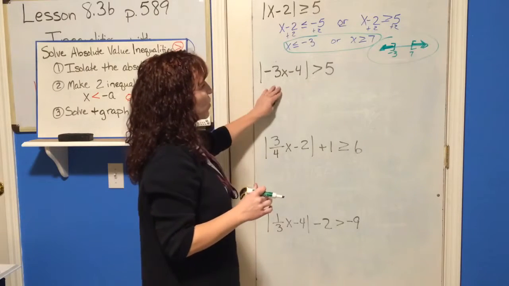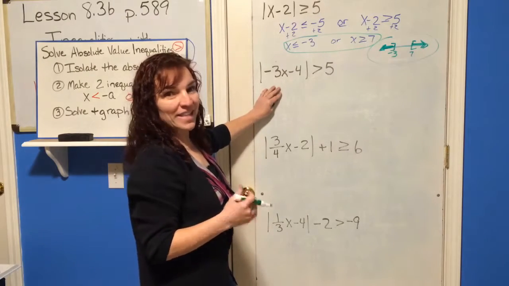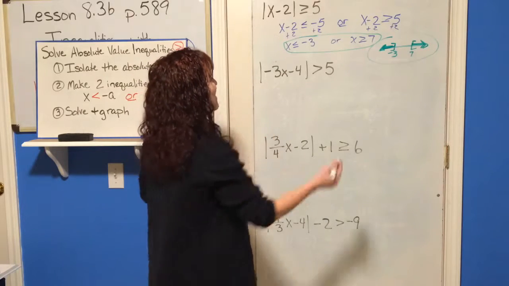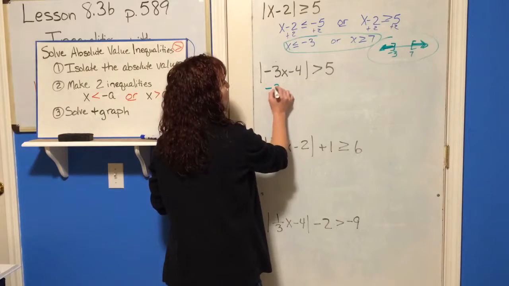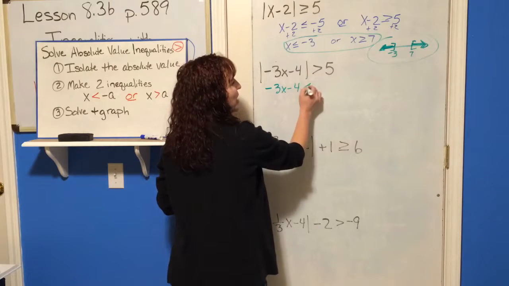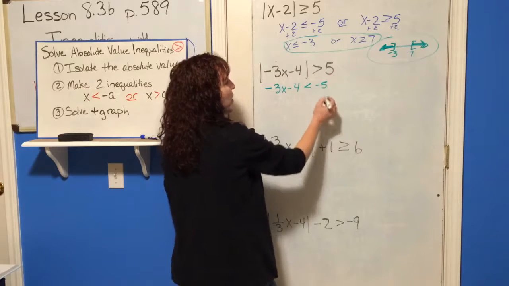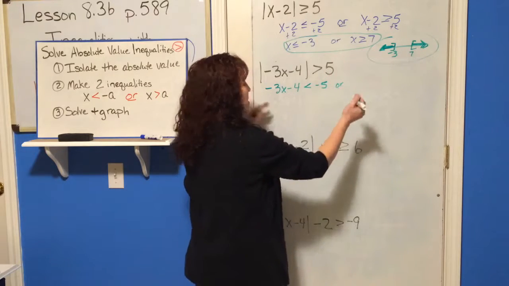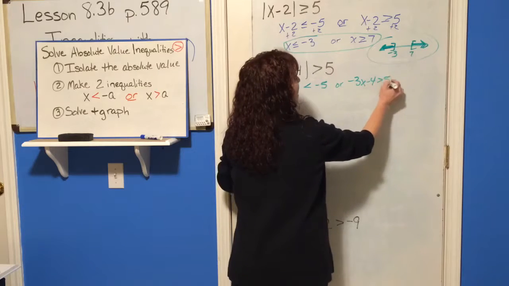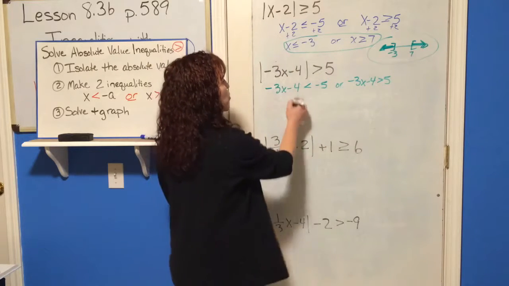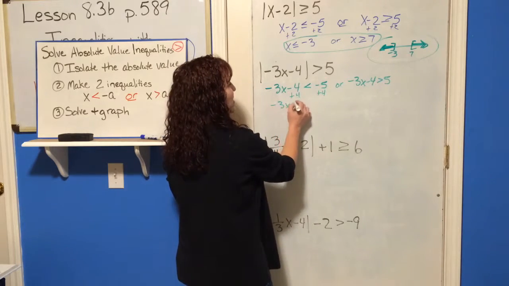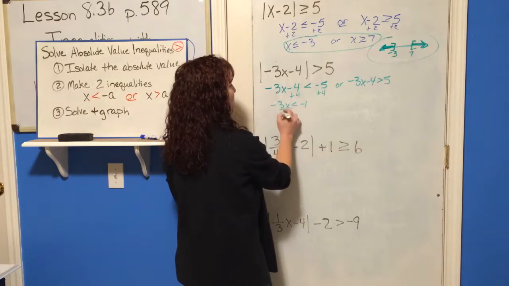Okay, see if you can work this one faster than I can. Okay, it's the same exact thing we just did. The absolute value is already isolated. So now get rid of the absolute value signs, switch the symbol, make it less than -5, or keep it the same. -3x minus 4 is greater than 5. Now solve each one, add 4 to both sides. -3x is less than -1, divide by -3.